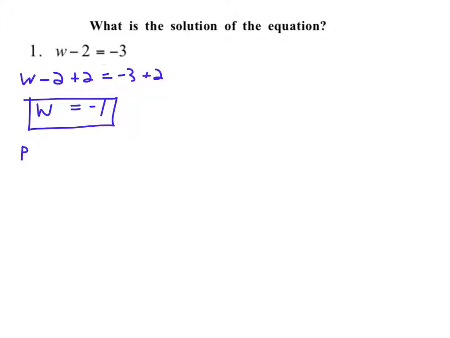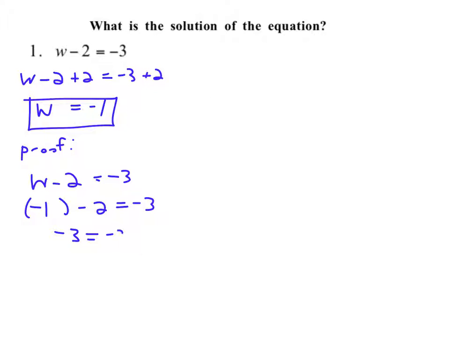We're going to do a proof on that. Start with w minus 2 equals -3, parentheses, -1, minus 2 equals -3, and -1 minus 2 is indeed -3. -3 equals -3. Your proof is never complete until you have the same thing on both sides. Okay, two more on this slide.